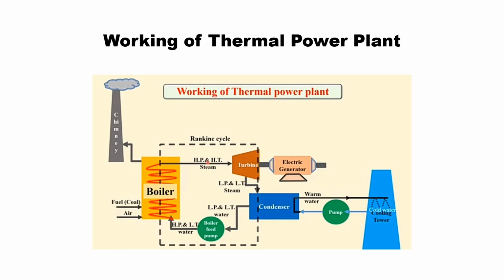Let us see what is in a thermal power plant. Basically, there are 4 to 5 main components present in a thermal power plant. The first component is the boiler, then the turbine, the third one is the generator, the fourth one is the condenser, and the fifth one is the feed water pump. These are the major components in a thermal power plant. By combination of all these, we generate electricity in a thermal power plant. Let us see the function of each component.